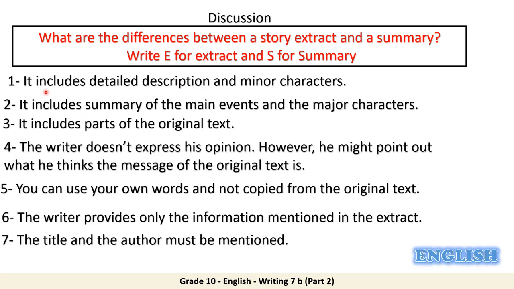Number 1. It includes detailed description and minor characters. So, in which one do we include more details and in which one we talk about the minor characters? Is it in the extract or in the summary? Can you say the answer? That's correct. It is in an extract. We can only mention the minor characters in a summary if they affect the main events of the story.